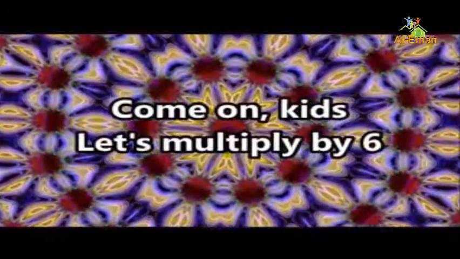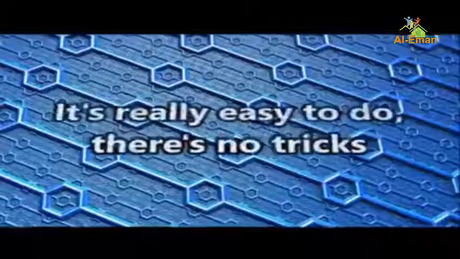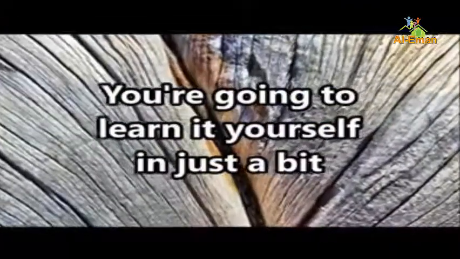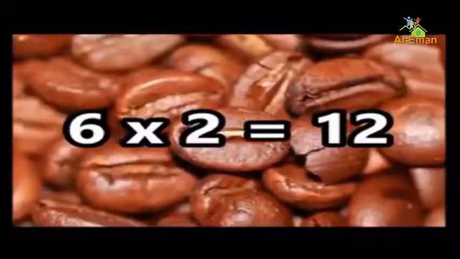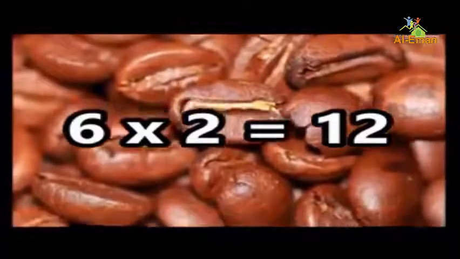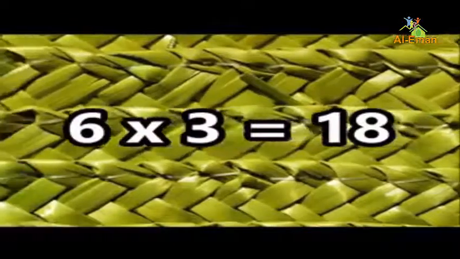Come on, kids, let's multiply by 6. It's really easy to do, there's no tricks. You're going to learn it yourself in just a bit. So let's multiply by 6. Here we go. 6 times 1 is 6. 6 times 2 is 12. 6 times 3 is 18.